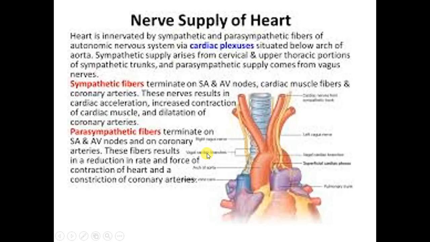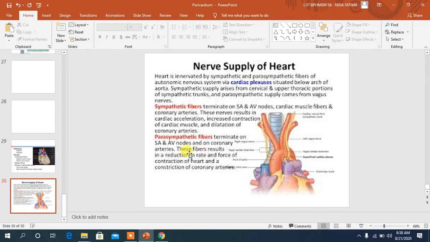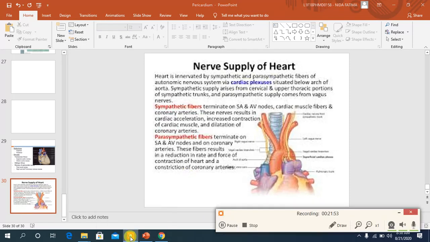You can see. So this is all about the pericardium, and now, inshallah, in further lectures we will discuss other conducting system and arterial supply of the heart.